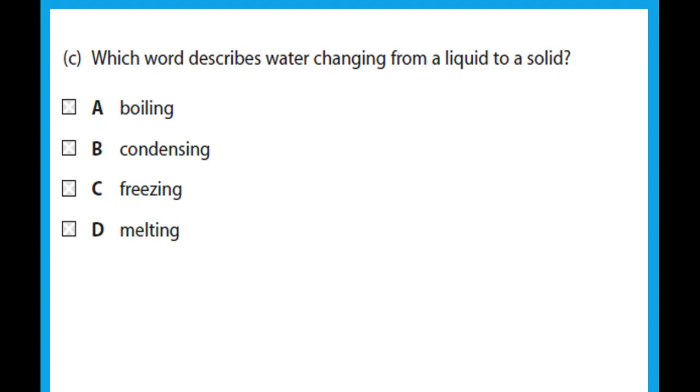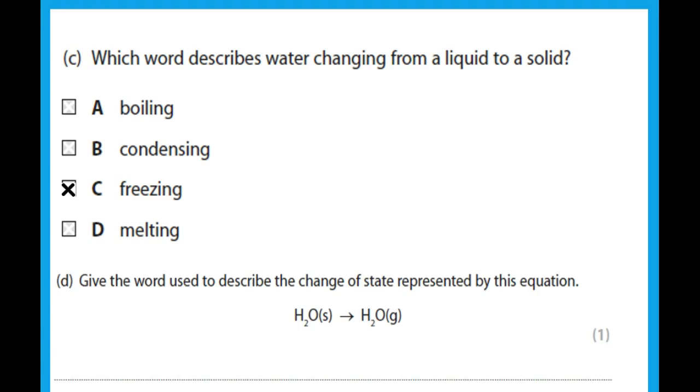Which word describes water changing from a liquid to a solid? From a liquid to a solid, what is that? That's freezing. Okay.